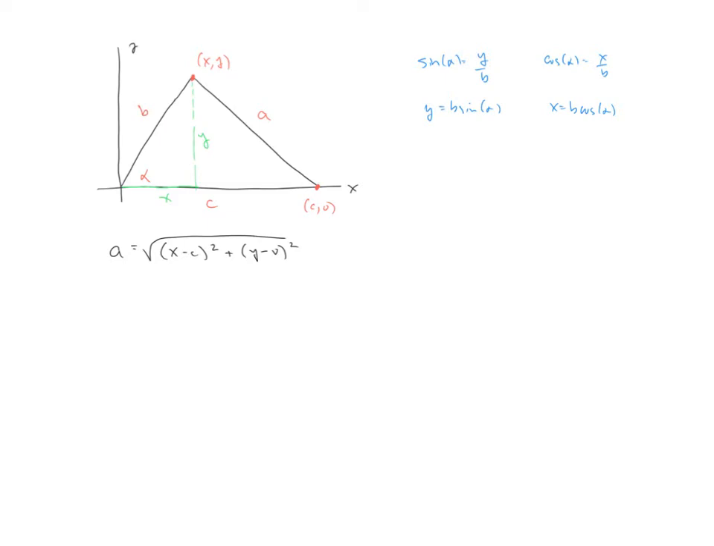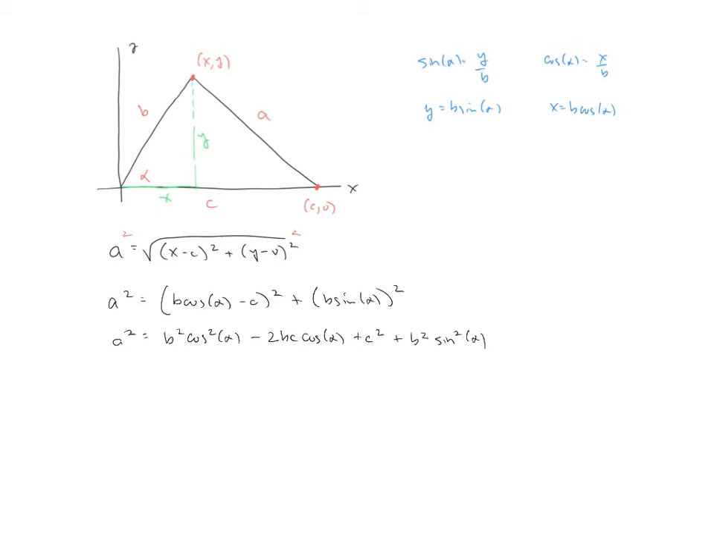Now, I'm also going to square both sides in the process here. So by doing this, this is going to give me a squared equals, the x is going to be b cosine alpha minus c, and the y is going to be b sine alpha. So now, let's clean this up. This is going to give us b squared cosine squared alpha minus 2bc cosine alpha plus c squared plus b squared sine squared alpha.